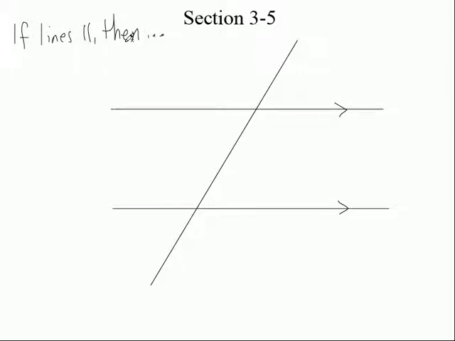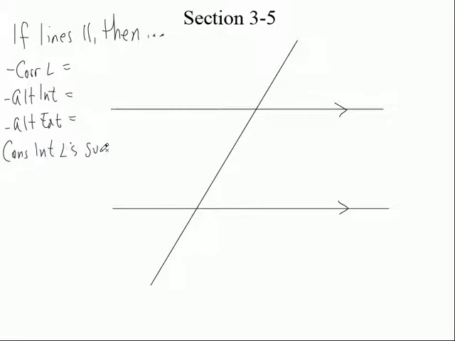If the lines are parallel, then you had a bunch of stuff that was true. What was true? The corresponding angles were equal. The alternate interior angles were equal. The alternate exterior angles were equal. And the consecutive interior angles were supplementary. Very good. A lot of people say equal, but they're supplementary. But this was all true only if the lines were parallel to each other.